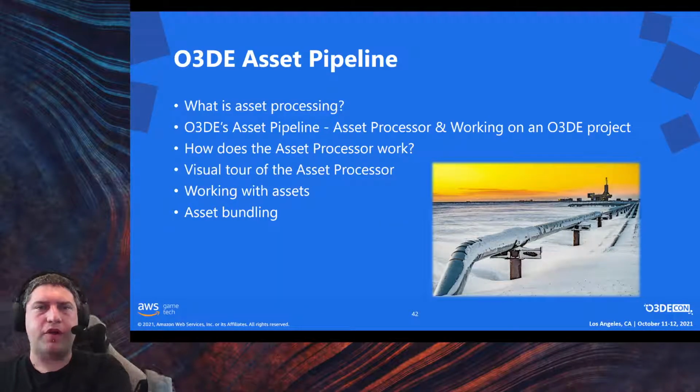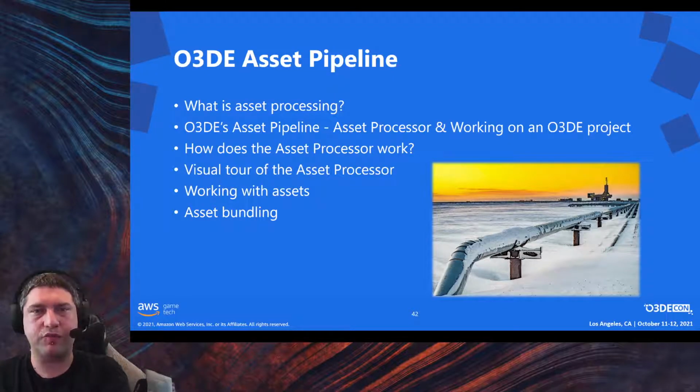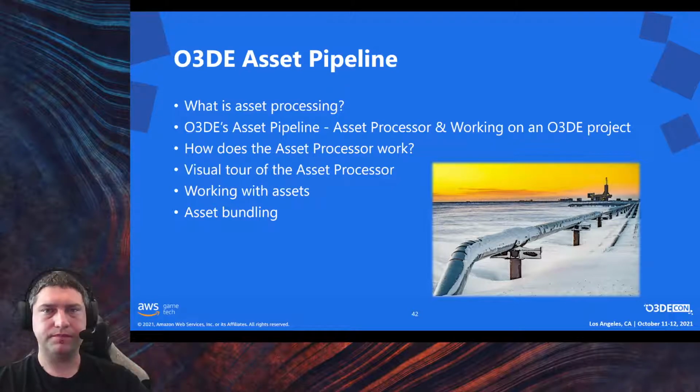So now we've covered what asset processing is and why it needs to be done, how the O3DE asset pipeline works. We covered how the asset processor converts source assets to product assets, and we took a visual tour of the asset processor. Then we covered working with assets in C++, and finally bundling content for the runtime of your game project.